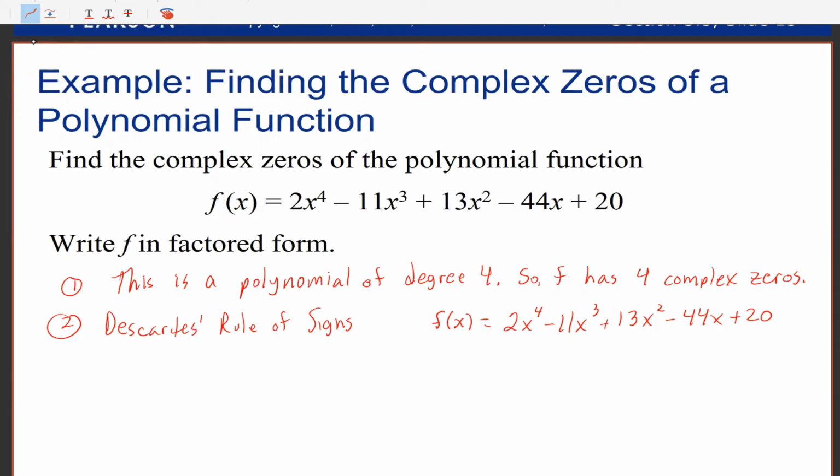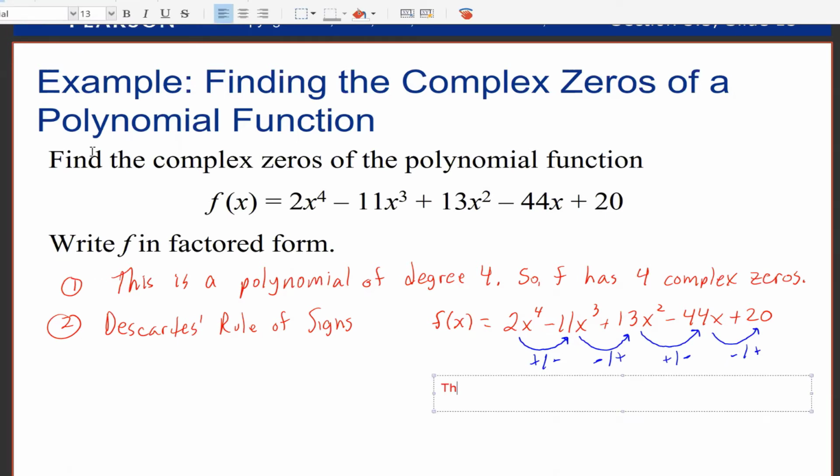And then I look for the sign changes in the polynomial when it's written in standard form, that is descending order of degree. So like here, I go from a positive coefficient 2 to a negative coefficient, negative 11. And so that's a sign change. Now I go from negative 11 to positive 13, another sign change. I go from positive 13 to negative 44, another sign change. And I go from negative 44 to positive 20. That's another sign change. And so there are 4 sign changes in f of x. Therefore, there are 4, 2, or 0 positive real zeros for this function.